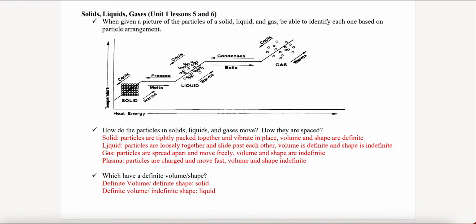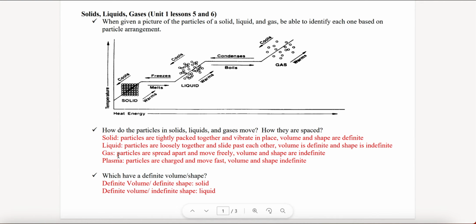For liquid, right over here, the particles are loosely together. They slide past each other. Volume is definite, but the shape is indefinite. It does not create a shape, but the volume is most likely to be definite.